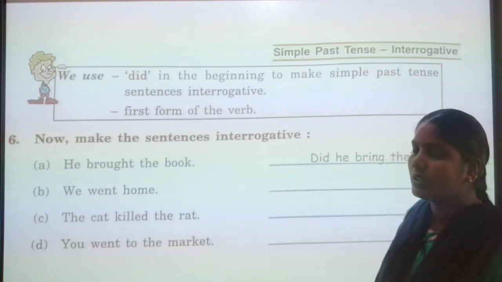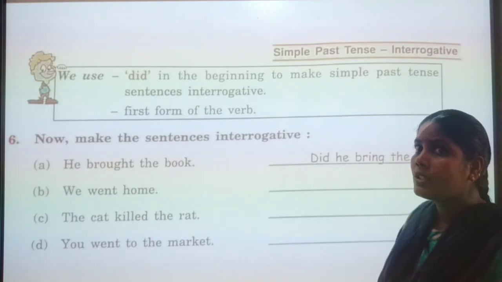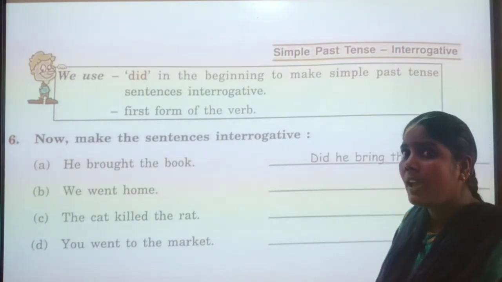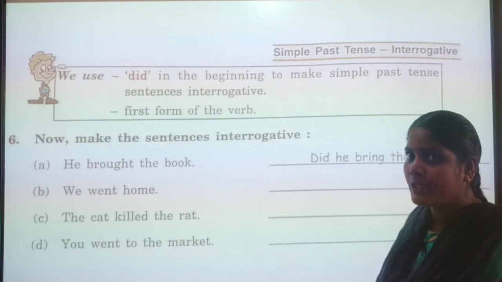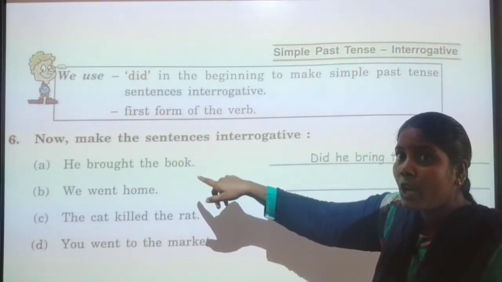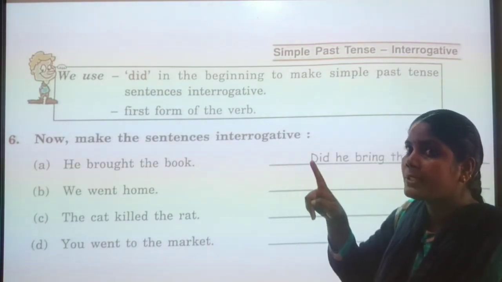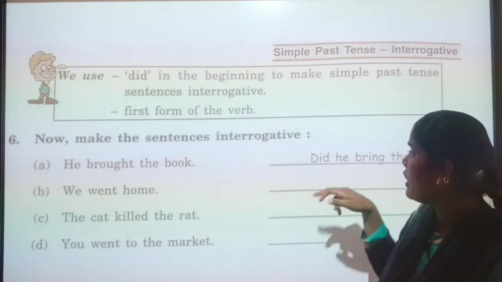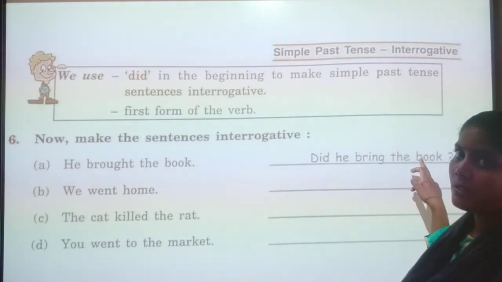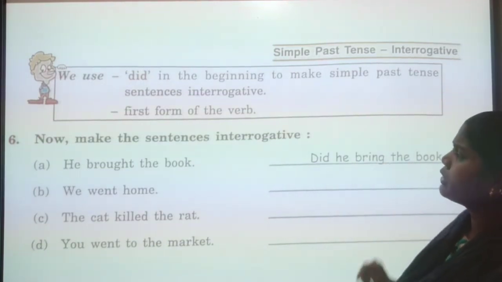He brought the book. Okay, he brought the book. This is the simple past tense. So now we are going to make an interrogative sentence. For that what do we have to do? First we have to write did and the pronoun. In this sentence the pronoun is he. So did he, and for brought, the first form of the verb is bring. So, did he bring the book? This is the interrogative sentence.